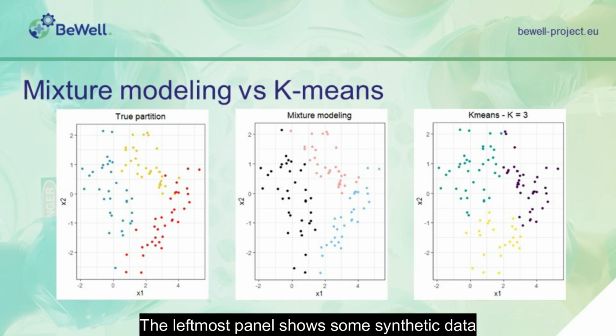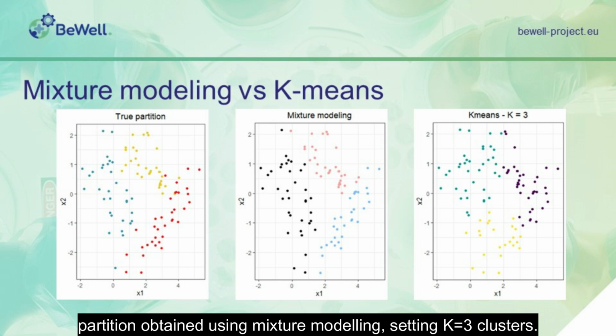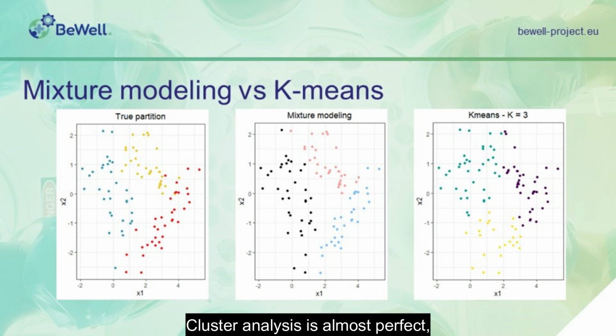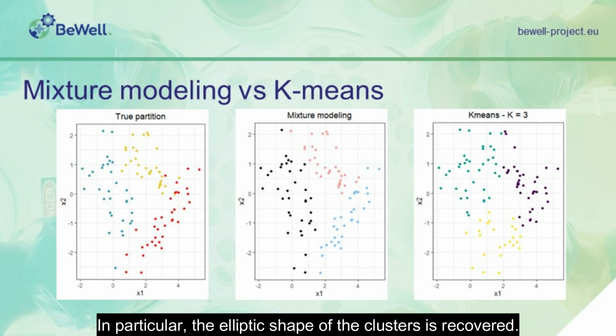The leftmost panel shows some synthetic data which have been generated to represent 3 different clusters having elliptic shapes. The middle panel shows the final partition obtained using mixture modeling, setting k equals 3 clusters. Cluster analysis is almost perfect as clusters are almost perfectly identified. In particular, the elliptic shape of the clusters is recovered.